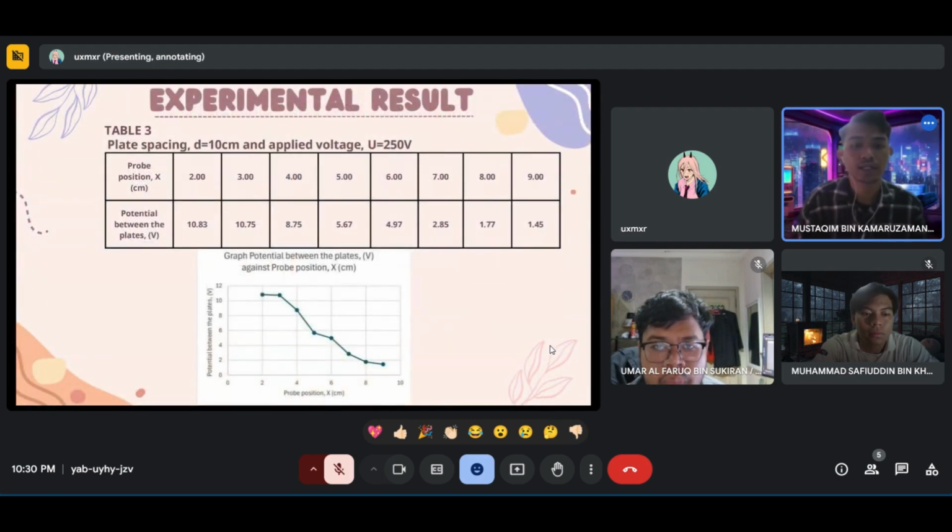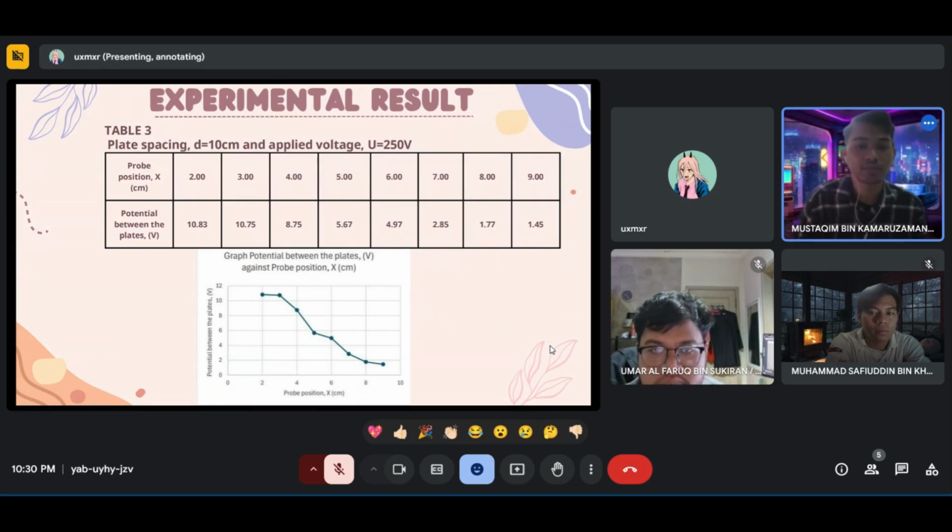So for our final experiment, we are discussing the probe position X in the unit of centimeter and the potential between the plates in the unit of voltage. From the experiment, the plate spacing is set to be 10 centimeter and the applied voltage is set to be 250 volt. From this table, when the probe position is increasing, the potential between the plates will be decreasing. So this relationship is inversely proportional.